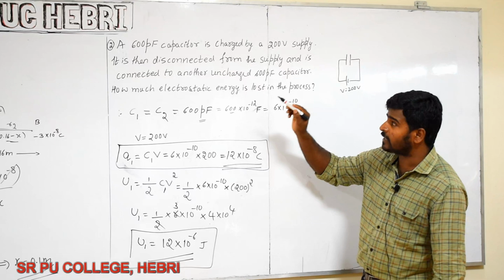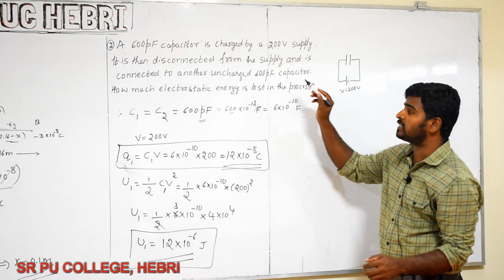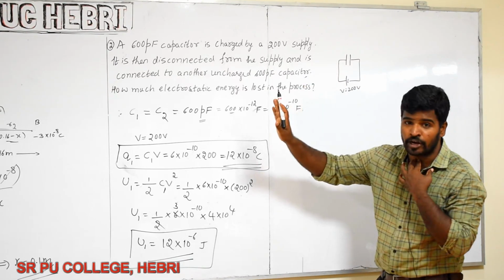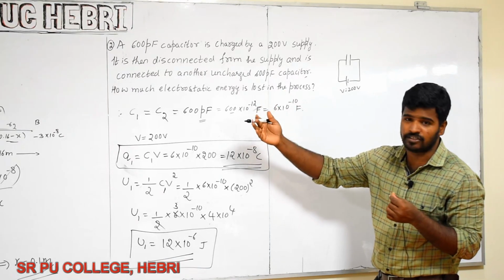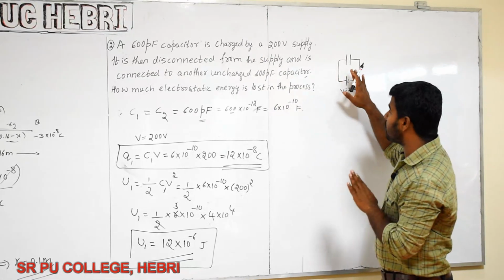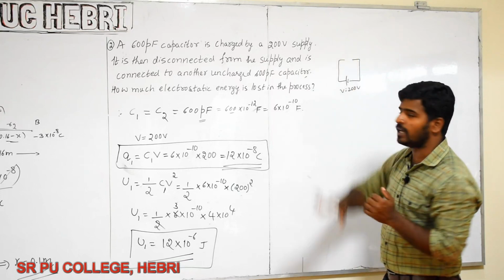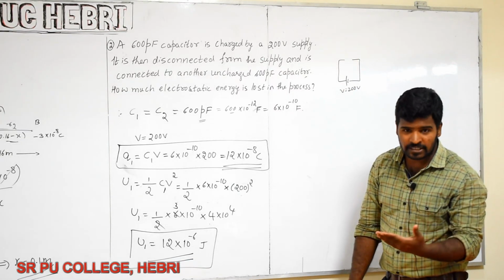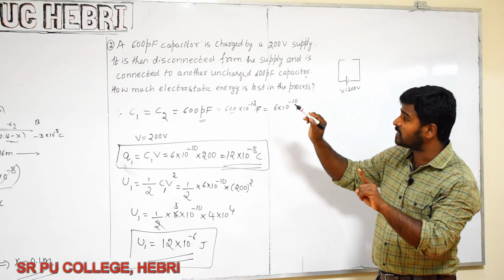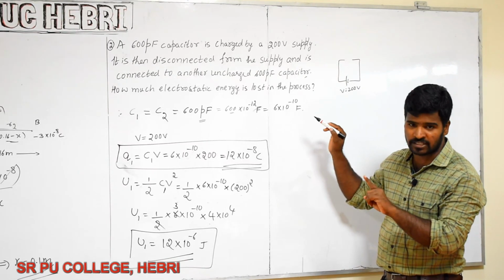It is then disconnected from the supply and is connected to another uncharged 600 picofarad capacitor. Very important in order to understand the sentence. Look, it is then disconnected from the supply. So what are we doing in the next step? We are disconnecting this capacitor from here. It is then disconnected from the supply and is connected to another uncharged 600 picofarad capacitor.